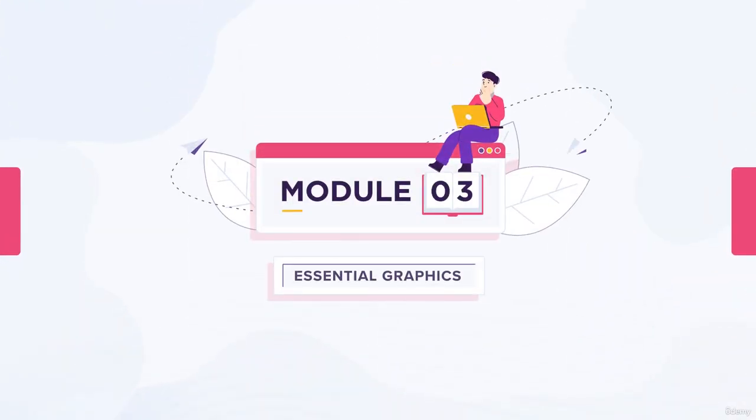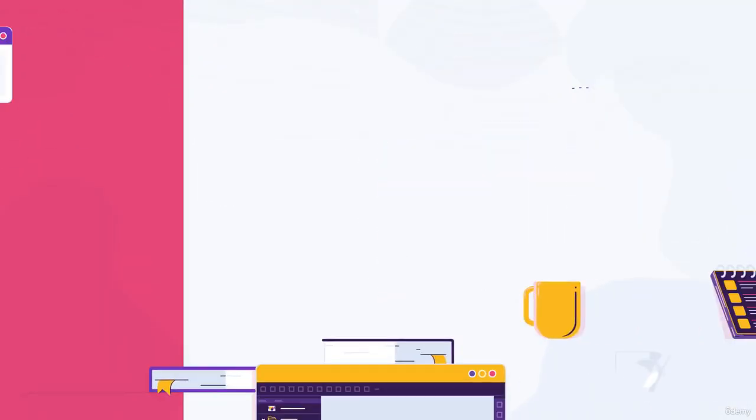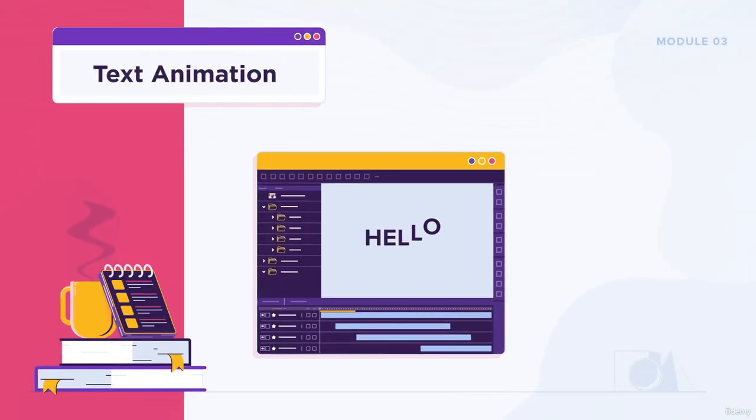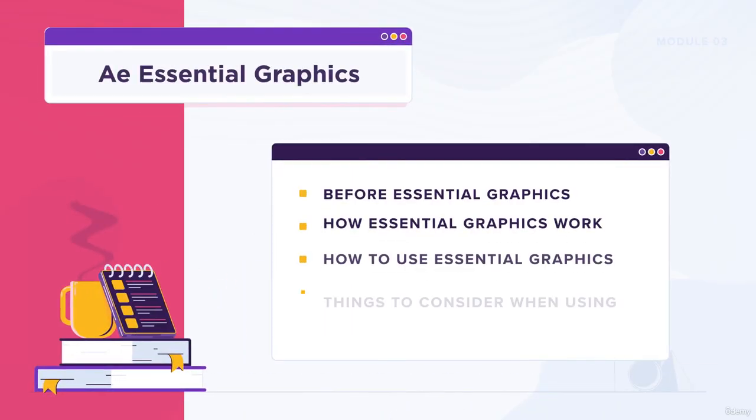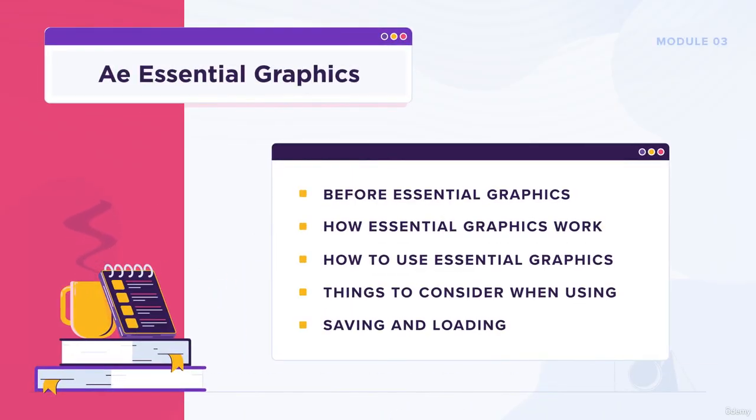Hello and welcome back. A while ago, After Effects implemented a new tool called Essential Graphics. This tool allows us to overcome some of the biggest problems we had in the past when working with the program to create templates and reusable assets for our animations. In this lesson, we'll start with how we used to do things before we had Essential Graphics, and then move on to how they make everything easier now.